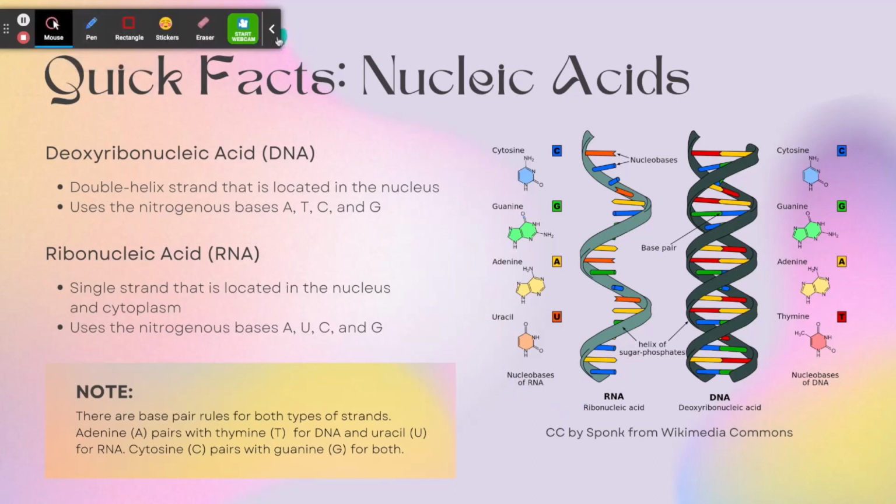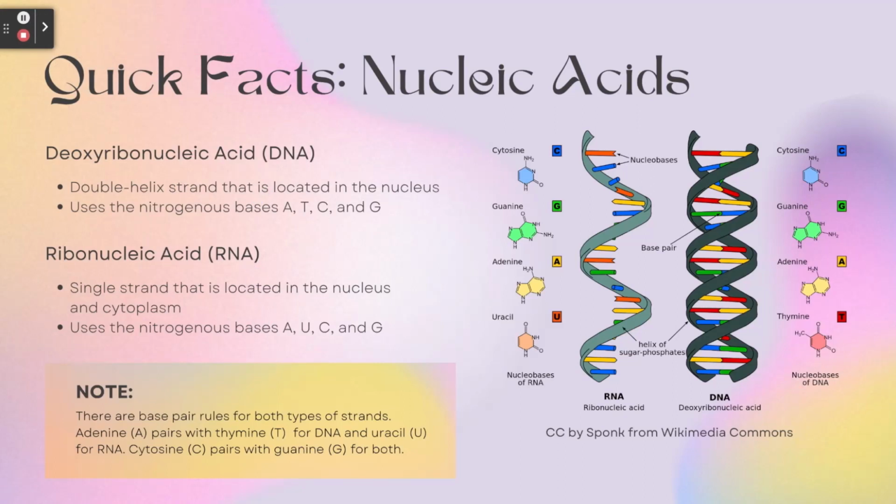So for my notes here, I've put that there are base pair rules for both types of strands. Within DNA, A, or adenine, will pair with T, thymine, while for RNA, adenine will pair with U, uracil. For both DNA and RNA, C, cytosine, will pair with G, guanine.